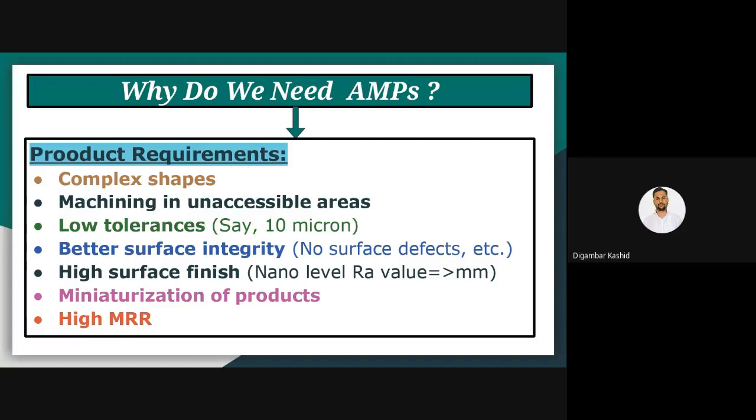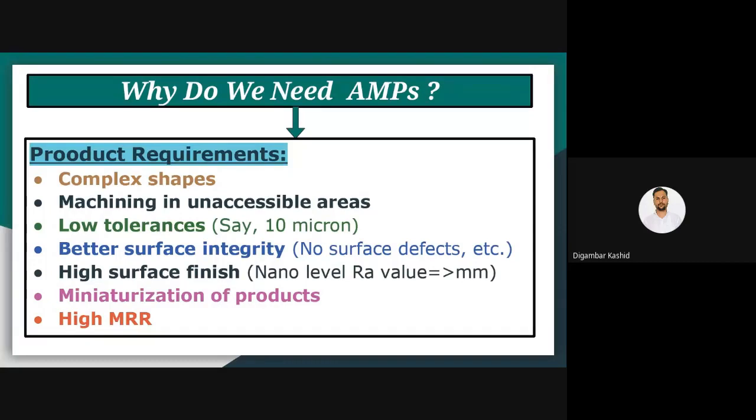So you need better, another requirement, maybe you need better surface integrity. It is very important to understand what surface integrity means. The surface after machining should not have any defect, such as micro cracks, poor surface finish, or heat affected zone. So it is called surface integrity.